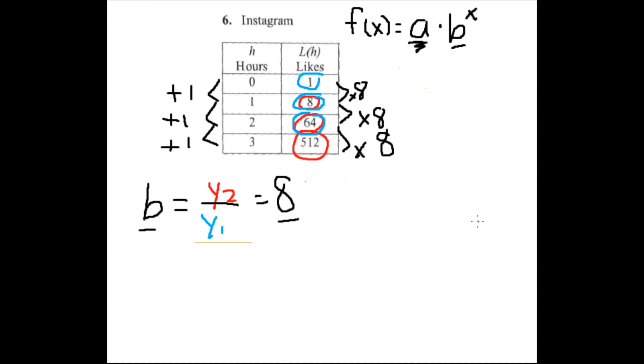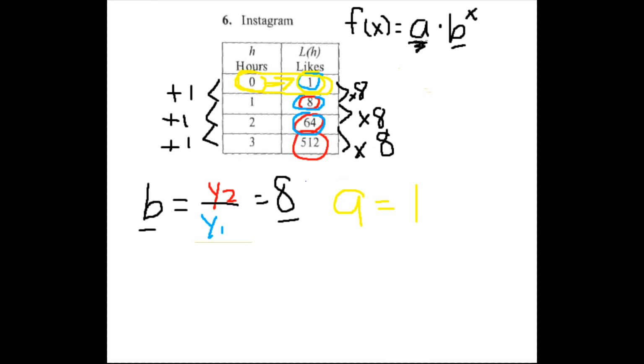Sometimes, as I said, it'll be really easy. They'll give it to you right in the table. And indeed they do, right? When you see 0 for your input, then that leads you directly to your initial value. The output is 1, so our initial value is 1. That was really nice in this table. So we know after no time has passed, 0 hours have gone by, we have 1 like. So when we first post this Instagram post, we initially have 1 like, right? No time has gone by. This must be our starting value, 1, which means that A equals 1.